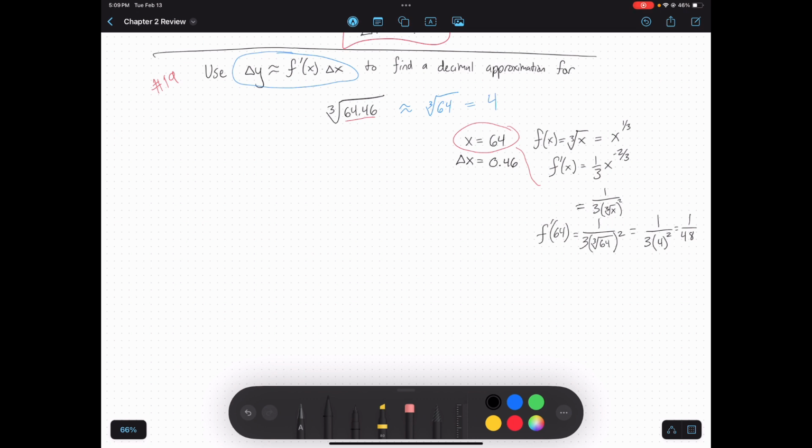I'm going to use that derivative to estimate what delta y is. Delta y is equal to f prime at 64, so 1/48, times my delta x. If I multiply those two things together, I get 0.0095, and I think repeated 3s.